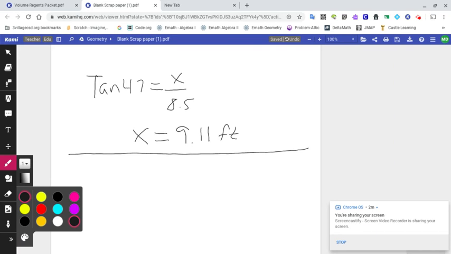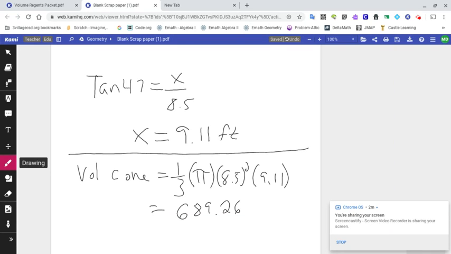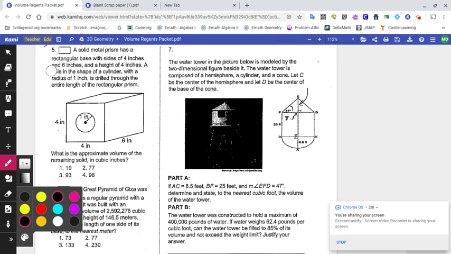So the volume of the cone is 1/3 pi r squared times the height, which is 1/3 times pi times 8.5 squared times 9.11. That will be the volume of the cone, which is 689.26. Remember, I need to take my rounding out to a couple more decimal places to make sure I get the precision that I need. So that's the cone.